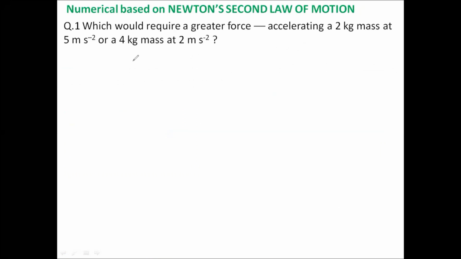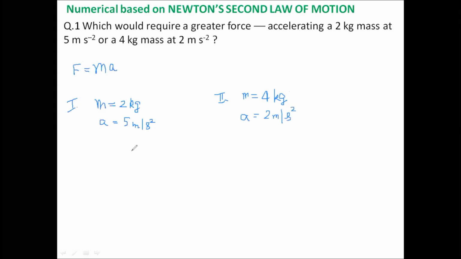Let's try a numerical based on Newton's second law of motion relation. Question number 1. Which would require a greater force: accelerating a 2 kilogram mass at 5 meter per second square or a 4 kilogram mass at 2 meter per second square? So we can apply the formula here, F equals ma. There are two bodies given. The first body has mass 2 kg and acceleration 5 meter per second square, and the second body has mass 4 kg and acceleration 2 meter per second square. So we can calculate force in each case.